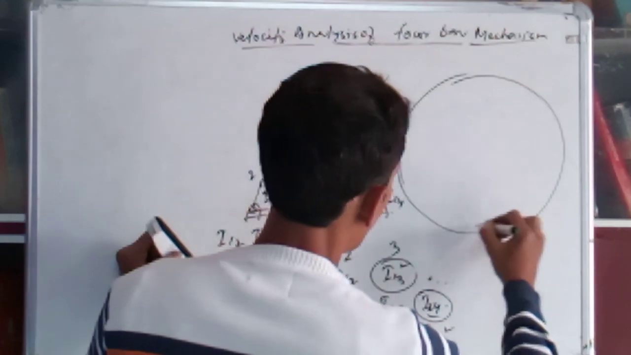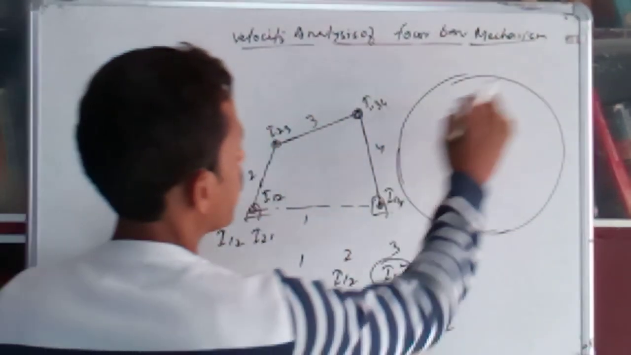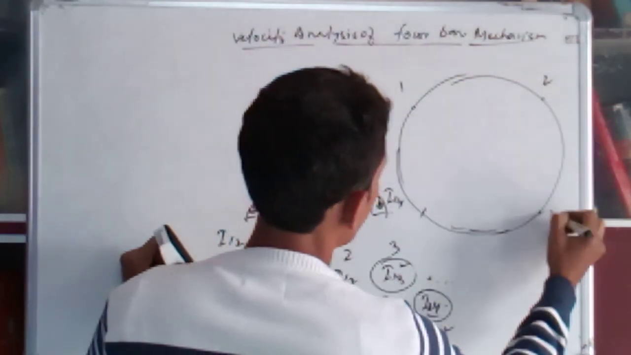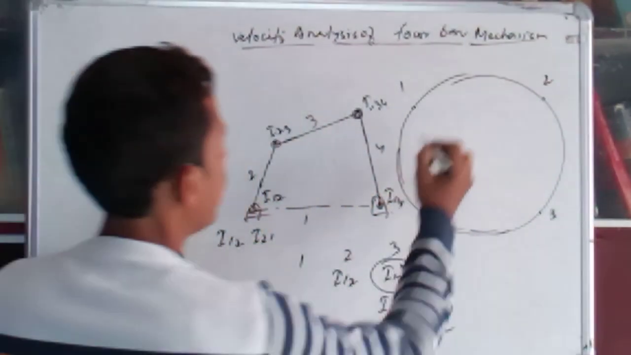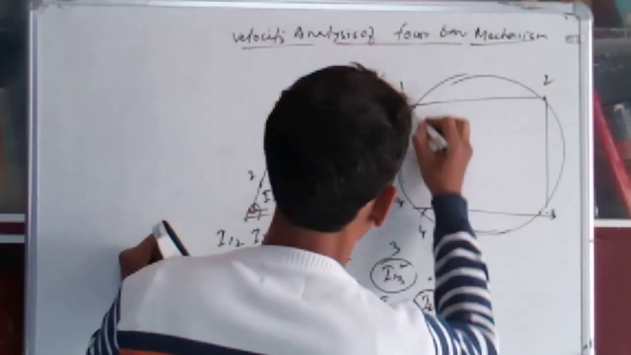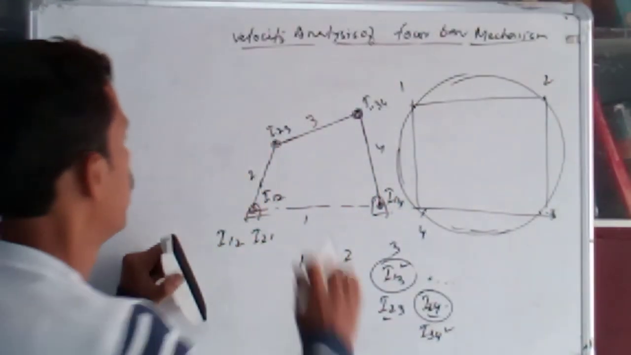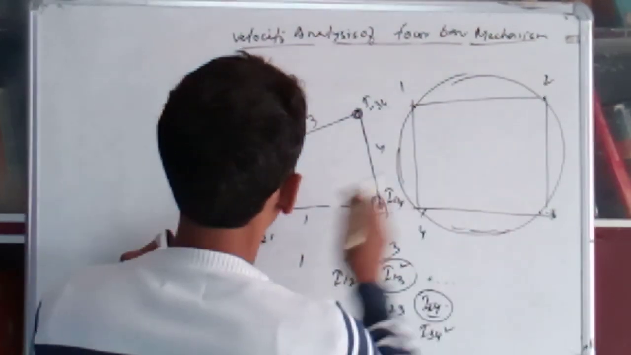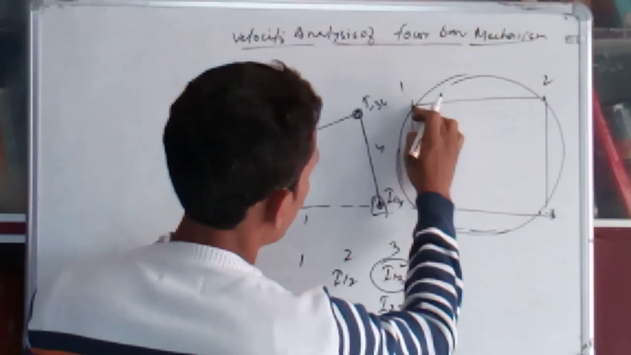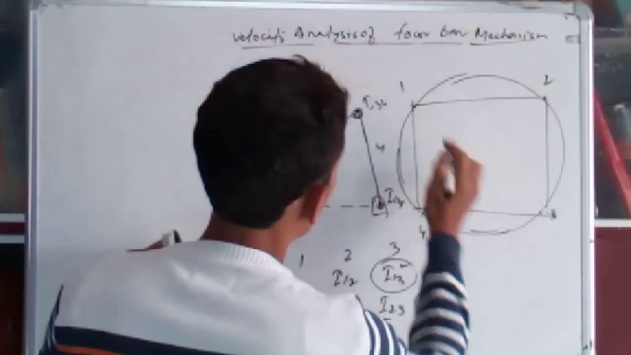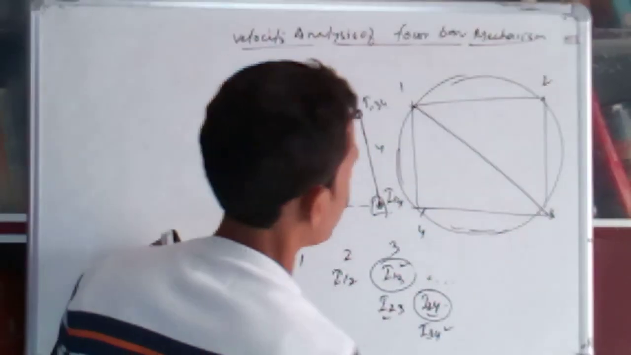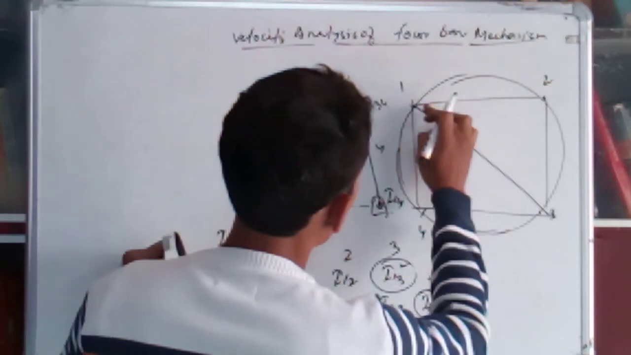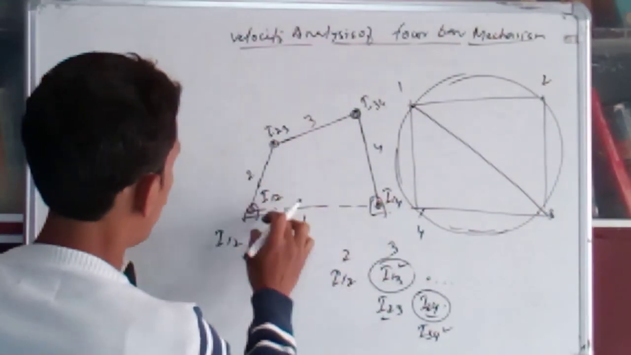First of all, draw a circle and locate 4 points: 1, 2, 3 and 4. Join each point. So 1 2 and 2 3. Now we have to find out I13. I13 will be on this side, from the line through I12 and I23.